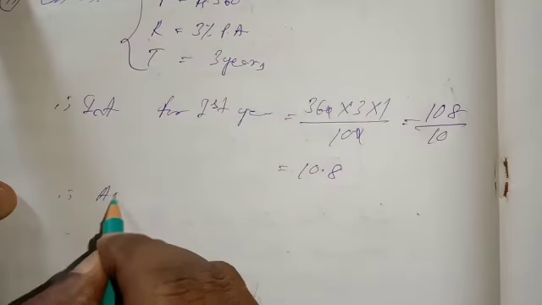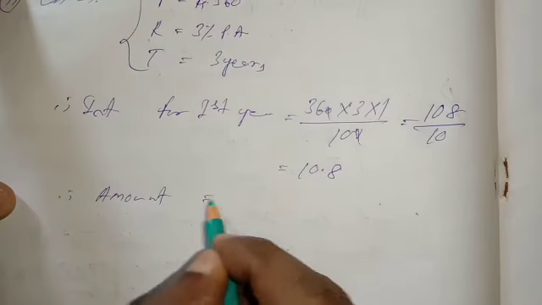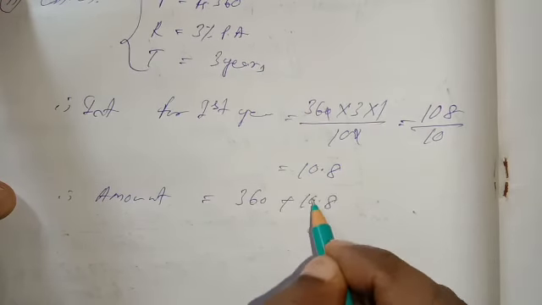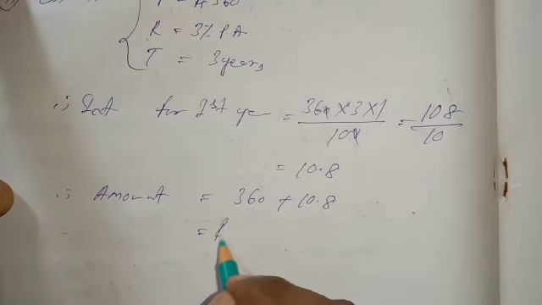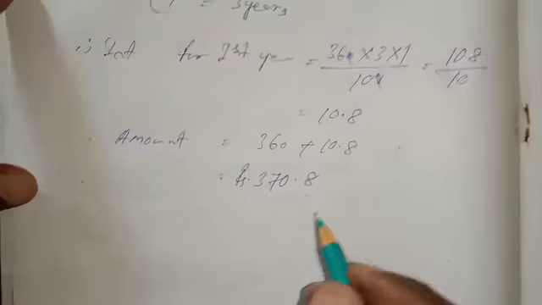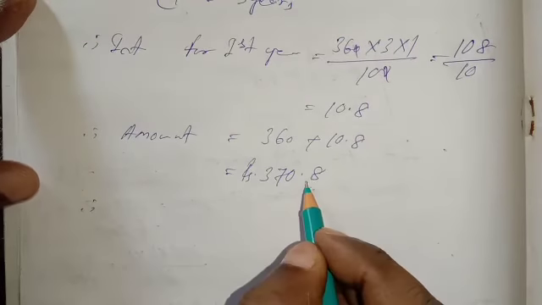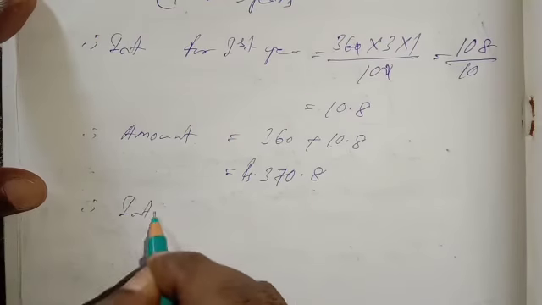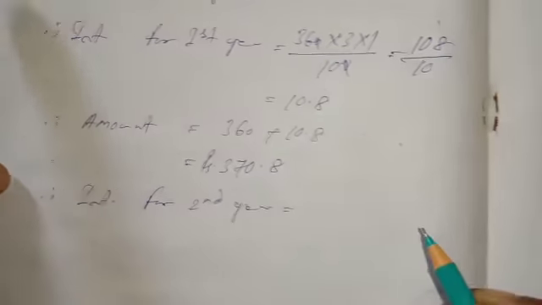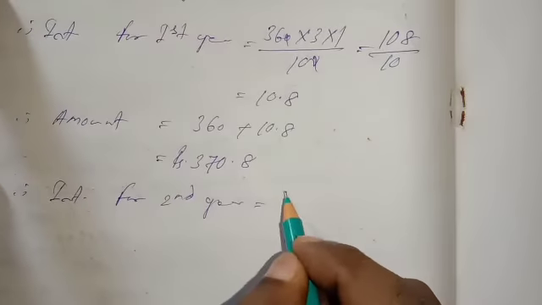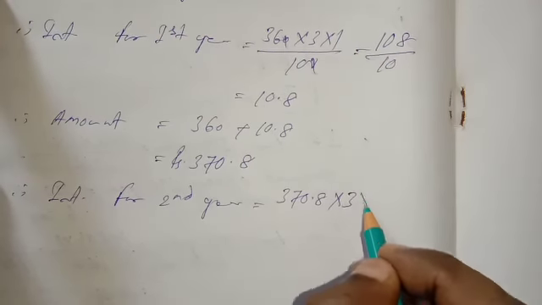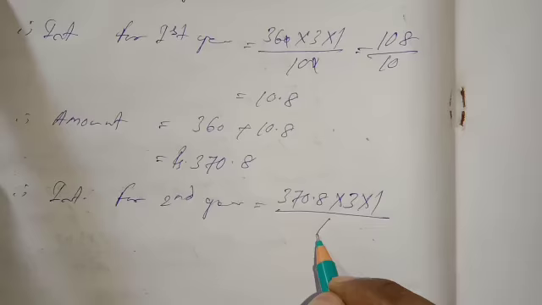Amount after first year will be how much? 360 plus 10.8, that means it is coming rupees 370.8. Therefore this is the principal for second year. Interest for second year, the interest for second year will be 370.8 into rate, that is 3%, time 1 by 100.